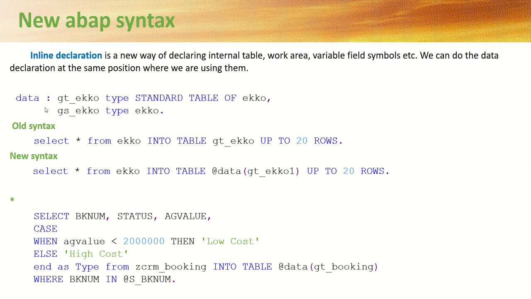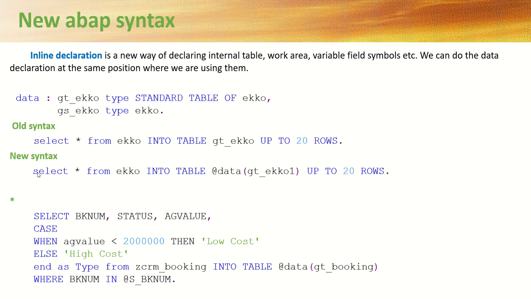Here, in old ABAP syntax, what do we do? First, we define the internal table, structures, variables with DATA. Then, we write the select query like this. Suppose I want to select all the fields, then the select query will be like SELECT * FROM EKKO INTO TABLE GT_EKKO. And this GT_EKKO, first we declare with the DATA keyword.